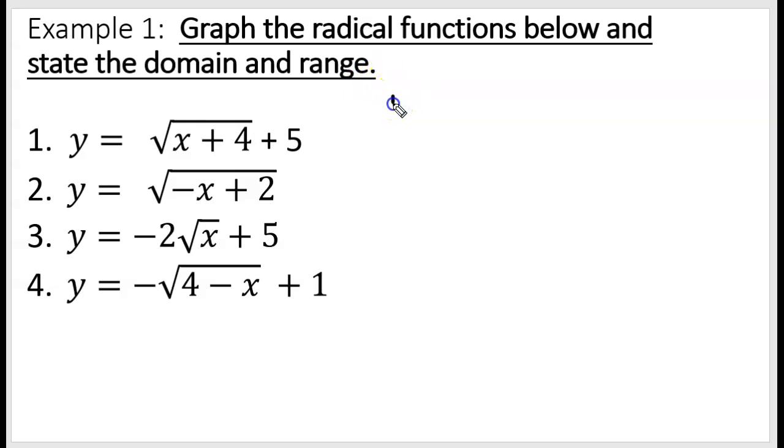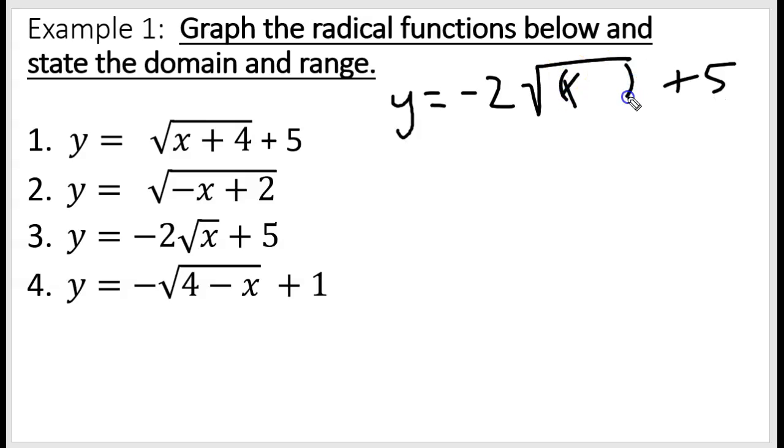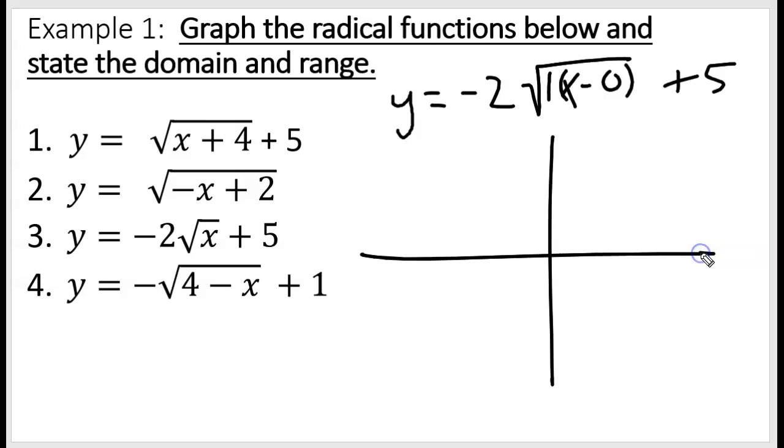On number 3, we have y equals negative 2 square root of x and then plus 5. Now, in this case, we're missing 2 numbers. I don't have my b and I don't have my h. The b, if it's not there, we can assume it's a positive 1. And if there's no h, we can assume it's a 0. Okay, so let's go ahead and plot our starting point. The starting point in this case is 0, 5.